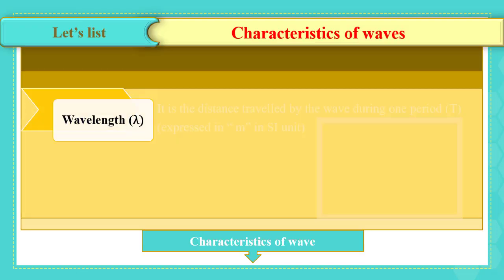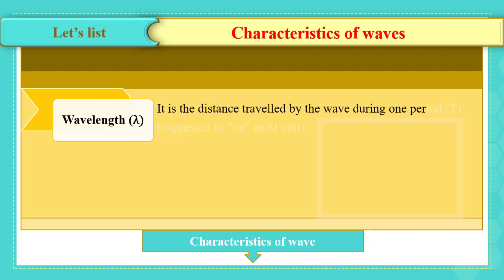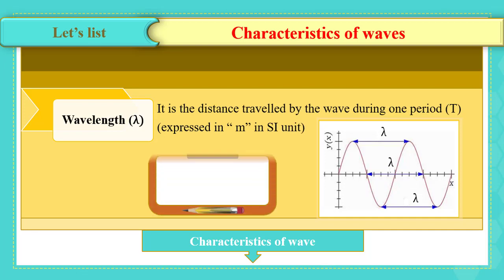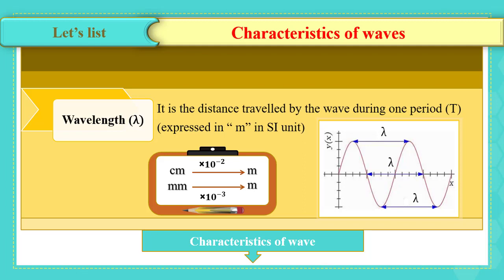Waves are also characterized by their wavelength denoted lambda, which is the distance traveled by the wave during one period. The wavelength could be measured between two consecutive crests or two consecutive troughs, and it is expressed in meters in the SI unit. To convert from centimeter into meter, you multiply by 10 to the power minus 2, and to convert from millimeter into meter, you multiply by 10 to the power minus 3.